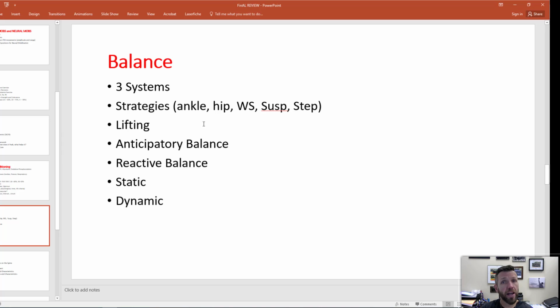Please make sure you look at these topics and understand what it is that we're looking for. Also, remember, there was a medication question in balance. I didn't put that in here, but I bet you can remember it and jump in there and grab it.